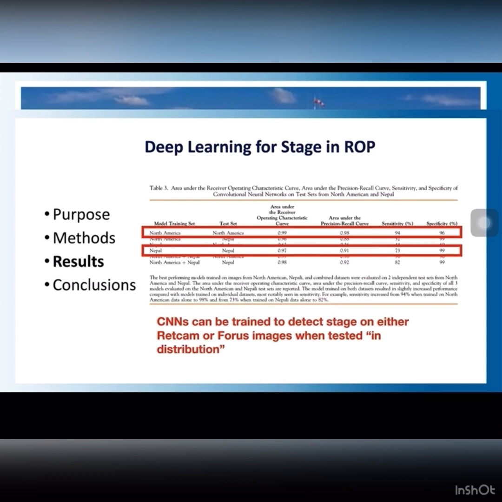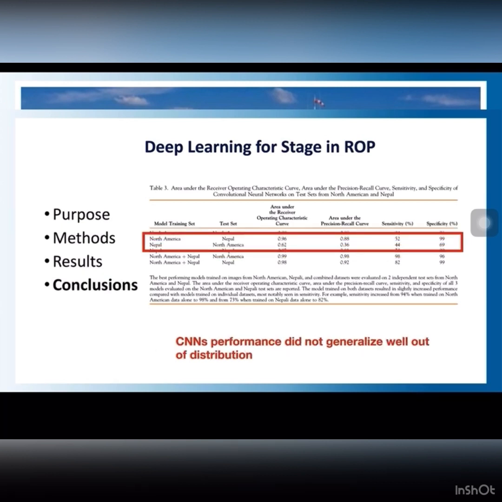What did we find? Well, we found that CNNs can be trained to detect stage on either RetCam or Forus images and perform well when tested in distribution. That is, when a model was trained on North American data and tested on North American data, it performed well with an area under the ROC curve of 0.99. When a model was trained on Nepalese data and tested on Nepalese data, it performed well with an area under the ROC curve of 0.97. However, when models trained in one population were tested in another population, the performance dropped.